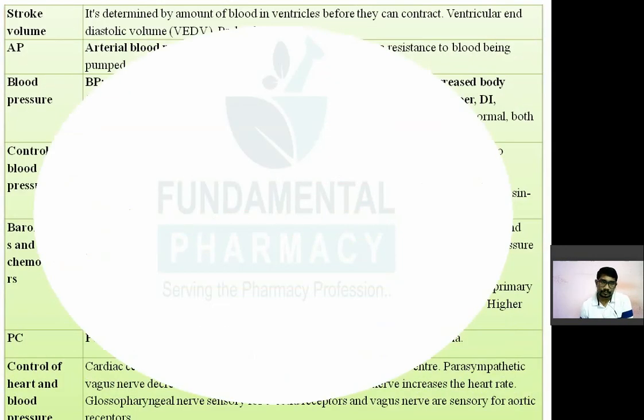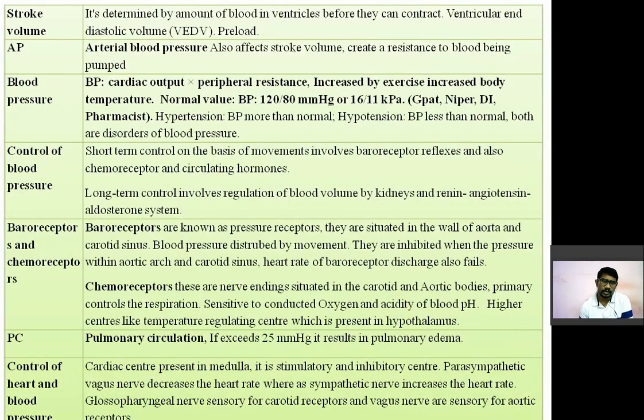What is meant by stroke volume? Okay, so it is determined by the amount of blood in the ventricle before it contracts. Number of ml of blood that is present in the ventricle before its contraction, that is nothing but the stroke volume. Okay, and it is also known as ventricular end diastolic volume, or it is also known as preload.